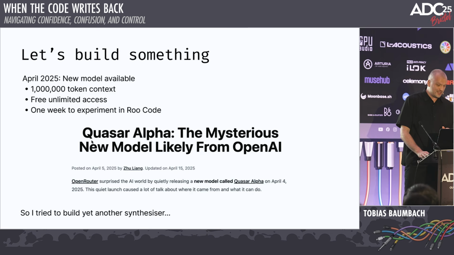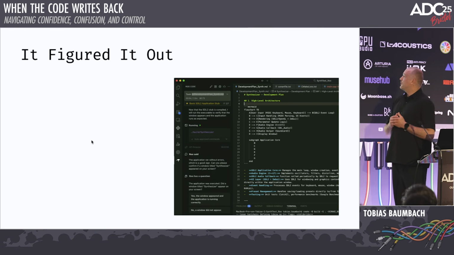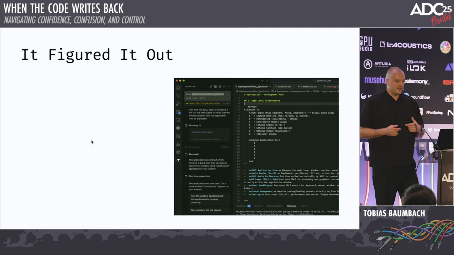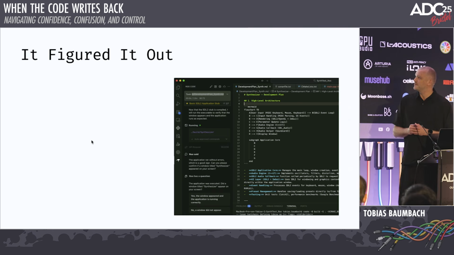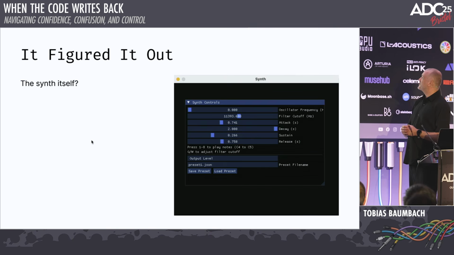So I wanted to see how good the tool actually is. What I've done here, you can see RooCode and VS Code. I basically put all my requirements into a Markdown file, then turned this into an implementation plan and just let it go and see what it does. And the synth itself, here you can see the result.